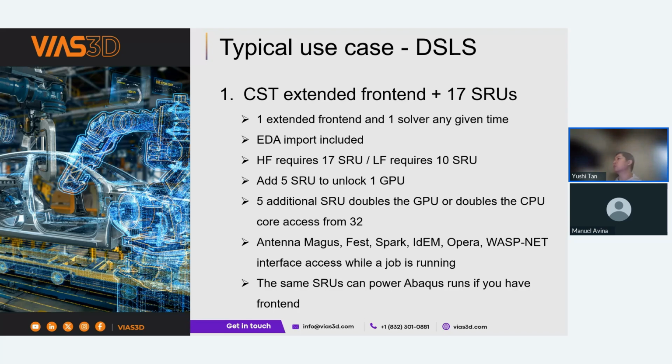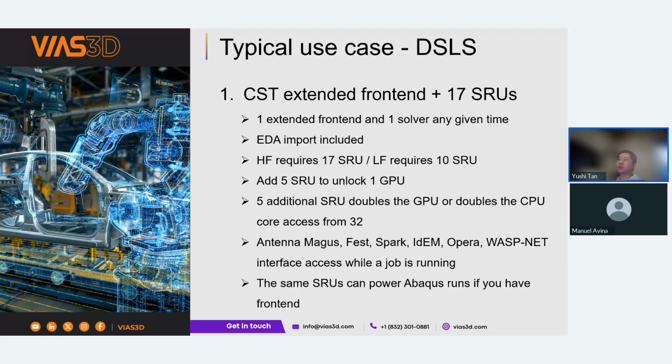Like I said, 17 is the base number for high frequency jobs, and a lot of our customers do high frequency type analysis, and some focus on just the low frequency side of things. Now, with this extended licensing, EDA import is already included, meaning that you don't need to buy additional add-on features to import PCB files. The high frequency jobs require 17 SRU tokens. Low frequency jobs only require 10. And like I said before, add 5 SRUs to it to unlock a GPU. Add 5 to it, doubles the GPU count.